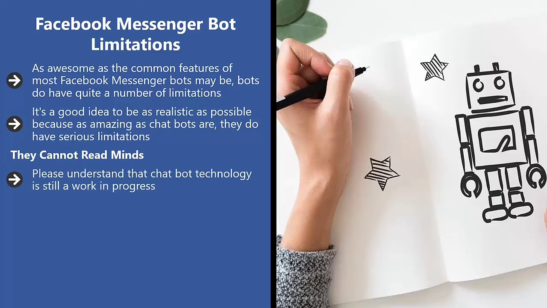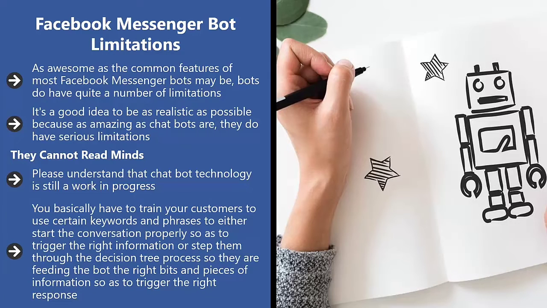Please understand that chatbot technology is still a work in progress. We haven't reached the point yet where you can post an ambiguous word and automatically expect the bot to know what you're talking about. You basically have to train your customers to use certain keywords and phrases to either start the conversation properly so as to trigger the right information, or step them through the decision tree process so they are feeding the bot the right bits and pieces of information so as to trigger the right response.